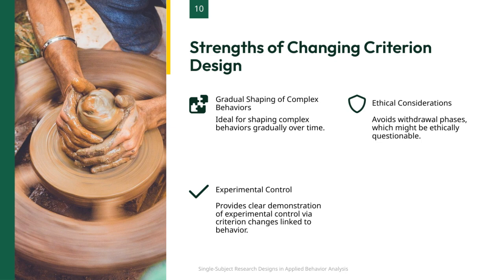Since it avoids withdrawal phases, which can sometimes raise ethical concerns, it ensures that participants aren't subjected to potentially harmful conditions. Lastly, this design offers strong experimental control. By linking changes in behavior directly to the adjustments in the criterion, it clearly demonstrates that the behavior is being influenced by the intervention, making the results more reliable and convincing.